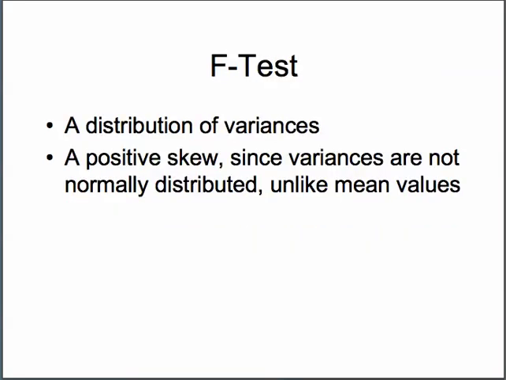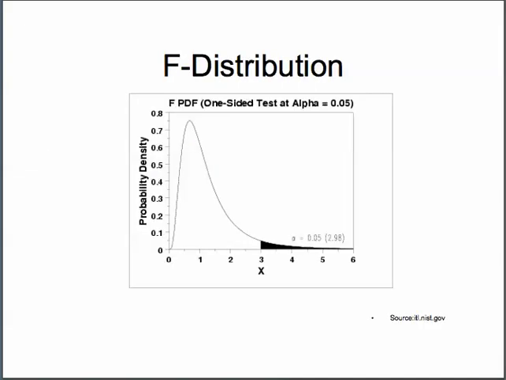The test statistic is an F-test. This is a new test for us. The F-test is a distribution of variances. And as you can see from the graph of its distribution, it has a positive skew to it, because variances are skewed, whereas means are not inherently skewed. Recall that if our sample size of means is large enough, then the distribution looks normal.